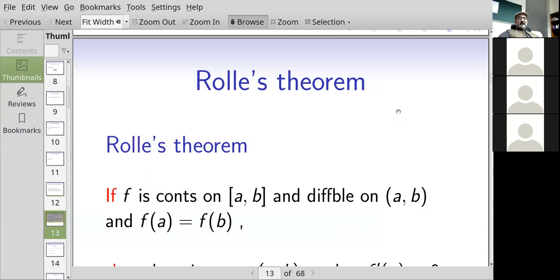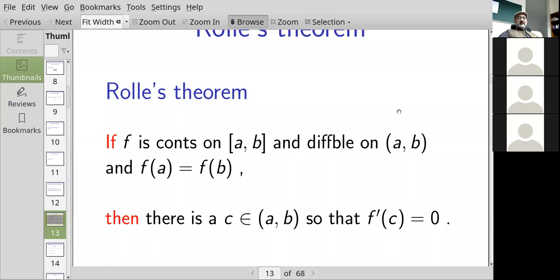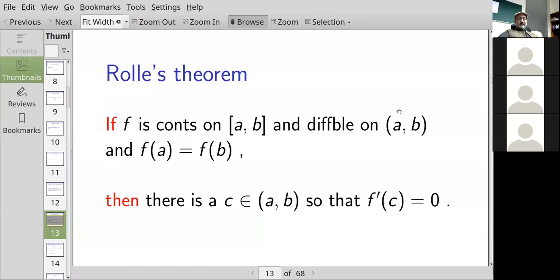Okay, so Rolle's theorem says that if f is continuous on the closed interval from a to b, and it's differentiable on the open interval from a to b, so not including a and not including b, and if f of a is equal to f of b, if the value of f at the starting point and the value at the end point of the interval are the same, so if all of these things are true in this if part, then there is some point c in the open interval from a to b such that the derivative of f at c is equal to 0.